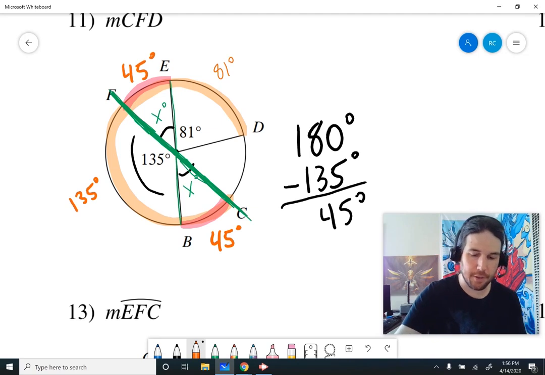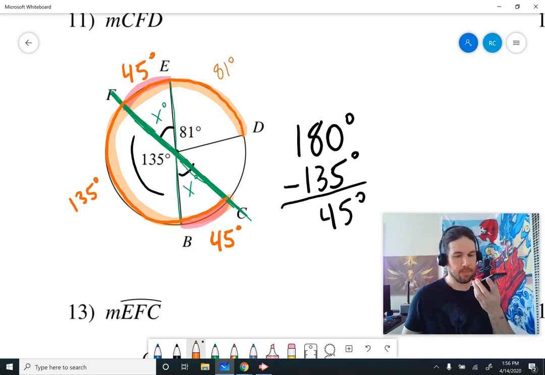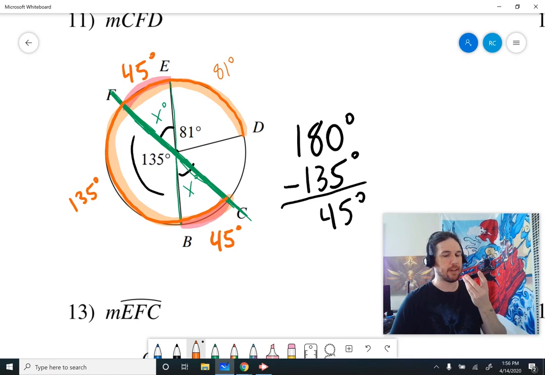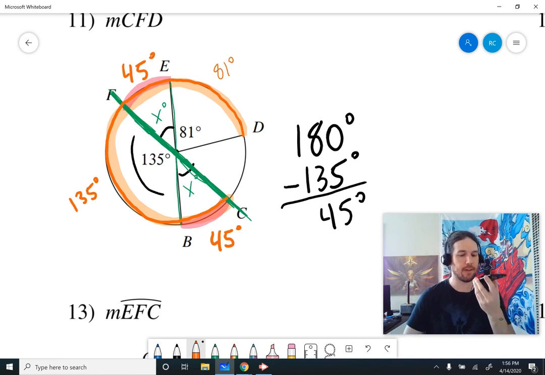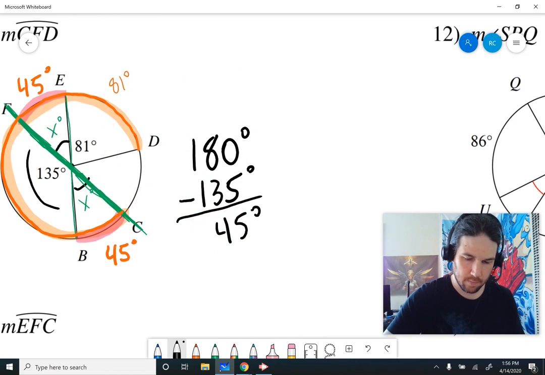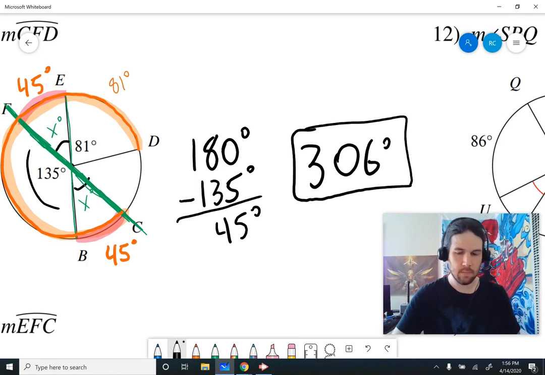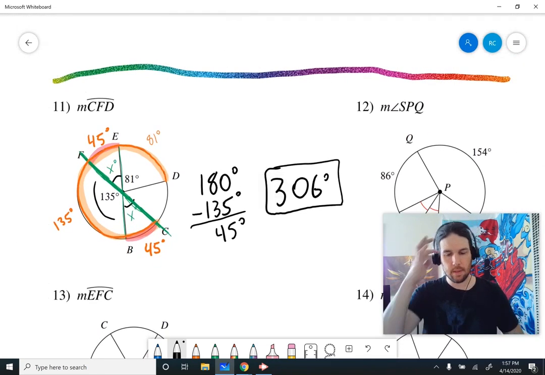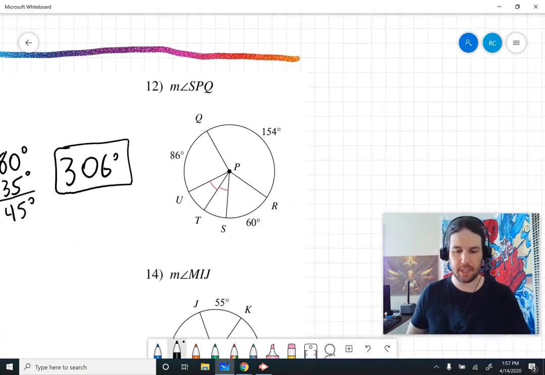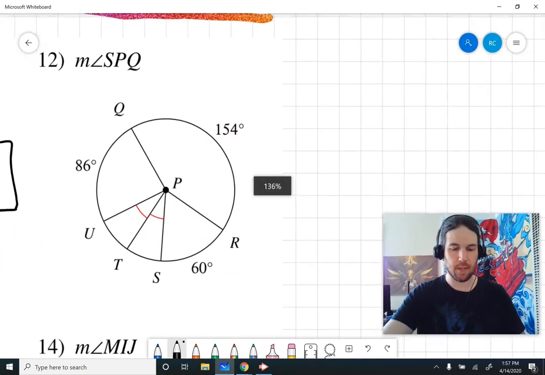So now to find the total arc, we just got to add them all up, which I'm not going to do in my head. Hey, Google, what is 81 plus 45 plus 135 plus 45? The answer is 306. There we go. So the measure of arc CFD is 306 degrees. That took a little longer than expected. Let's move on. Number 12.